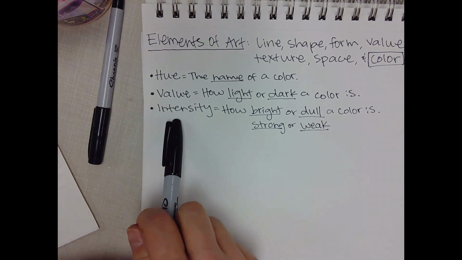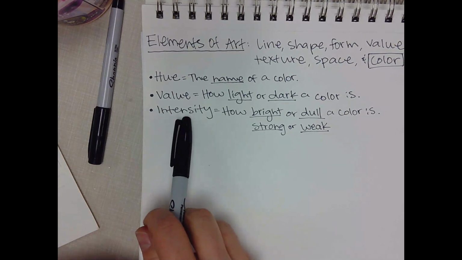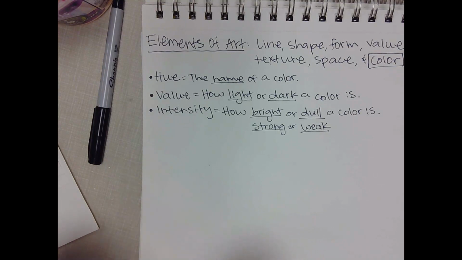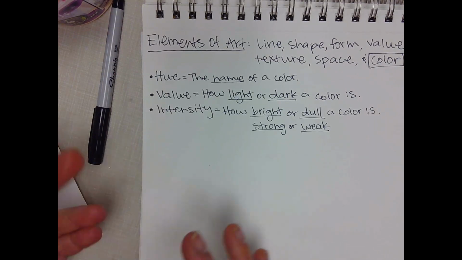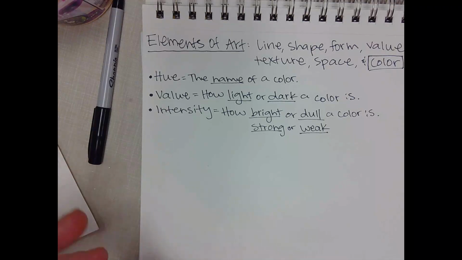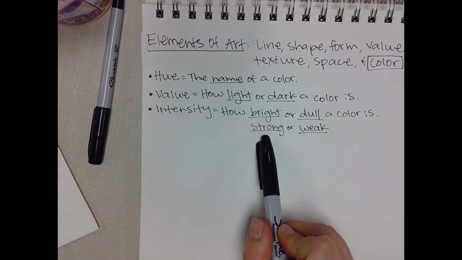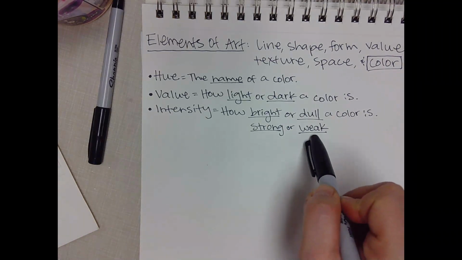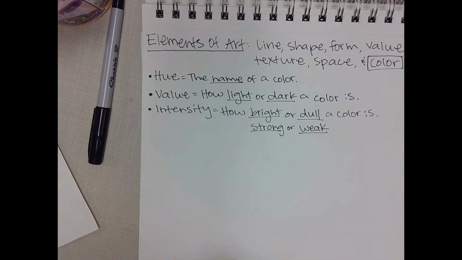With intensity, it's a little bit different. It's not how light or dark a color is, it's how bright or dull a color is. So thinking about your tones, you have purple. If you mix purple with a little bit of yellow or gray, it's going to start turning like a brownish color. It becomes more dull. So it's either strong, bright purple, or it's weak, like a grayish purple.